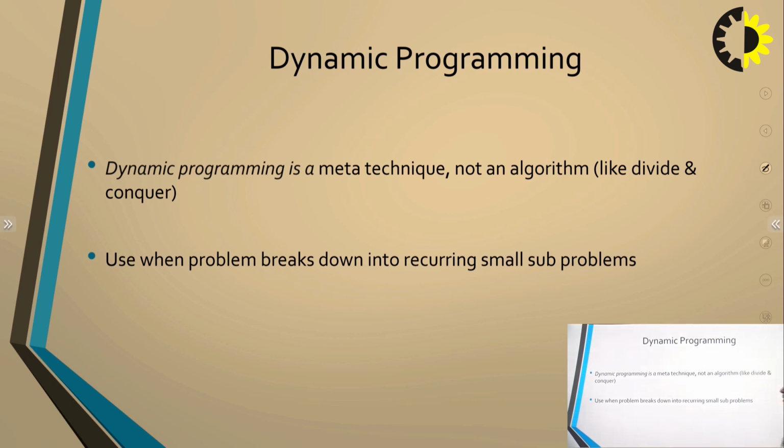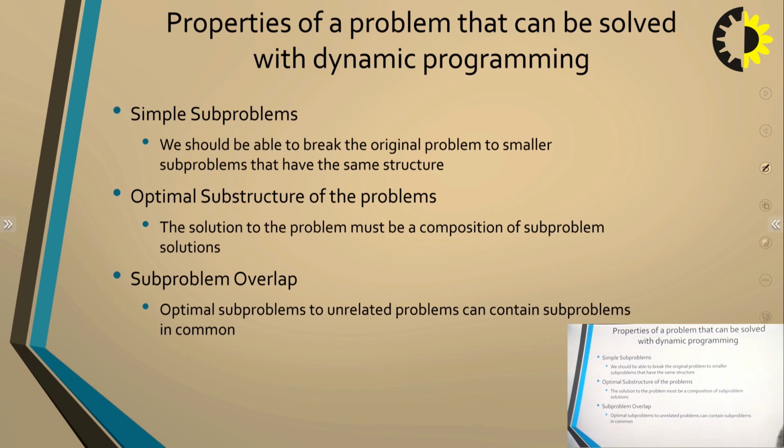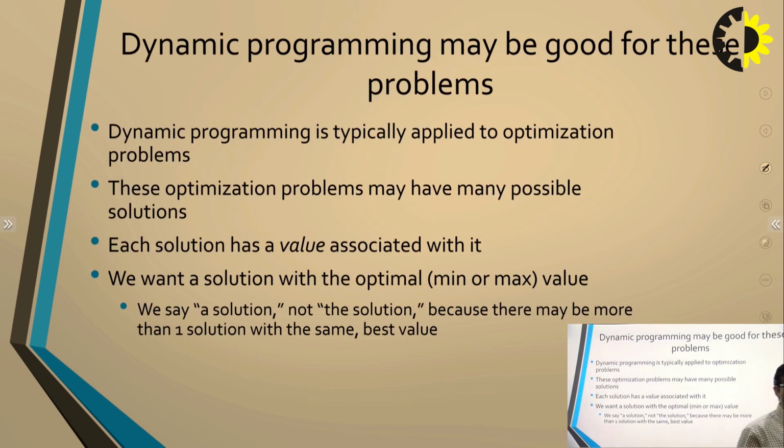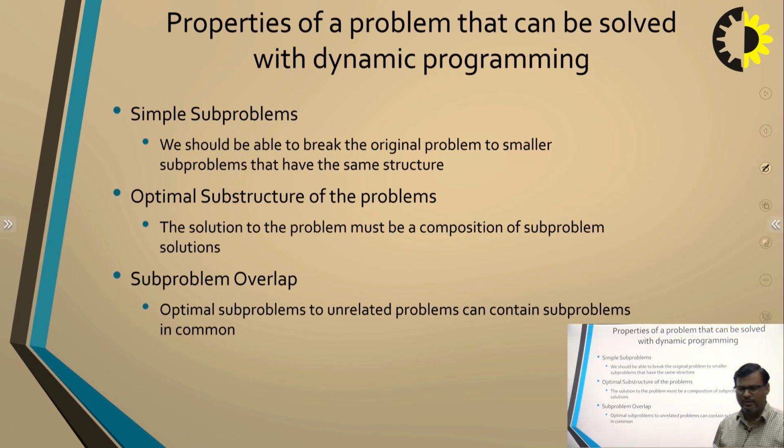Dynamic programming is a meta technique, not an algorithm like divide and conquer, used when a problem breaks down into recurring small subproblems. Here we mention some properties of dynamic programming: simple subproblems, optimal substructure of the problem, and overlapping subproblems. First, we will discuss simple subproblems.